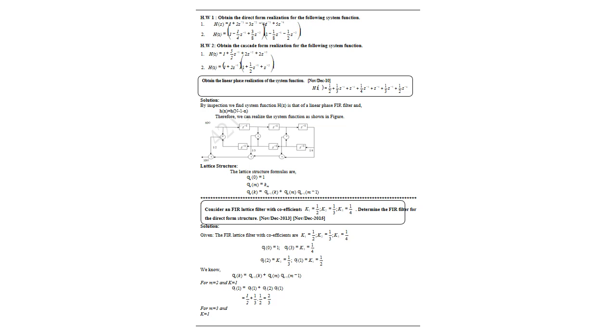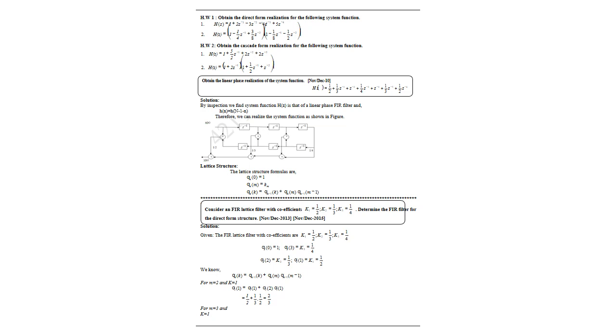Next, the lattice structure. The lattice structure formulas are: Qm(0) is equal to 1, Qm(m) is equal to Km, and Qm(k) is equal to Q(m minus 1)(k) plus Qm(m) Q(m minus 1)(m minus k).